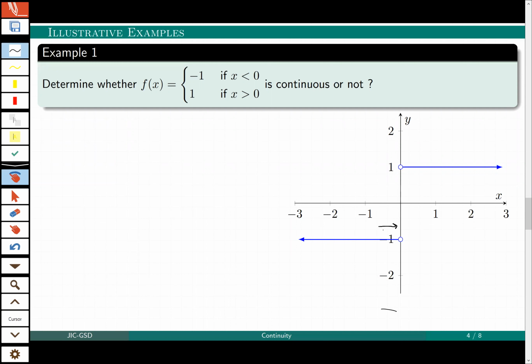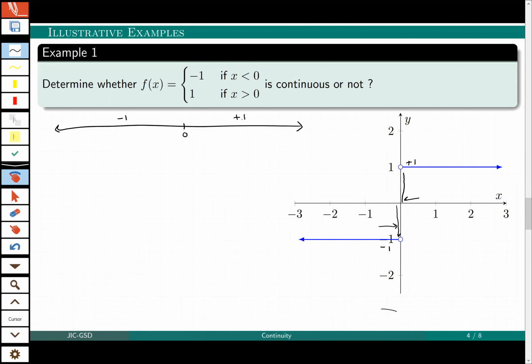Now, looking at this graph, we can notice this is not continuous because when we go to 0 from the left, the height is -1, while when we go to 0 from the right, the height is +1. So there is a jump. This type of discontinuity, we call it jump discontinuity. Before 0, we have -1. After 0, it's +1.